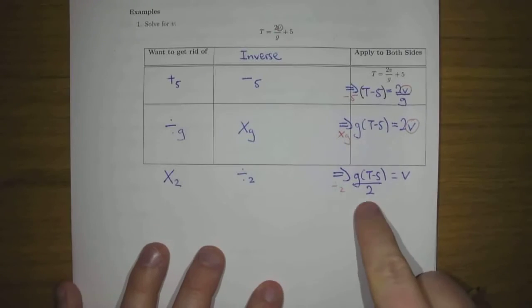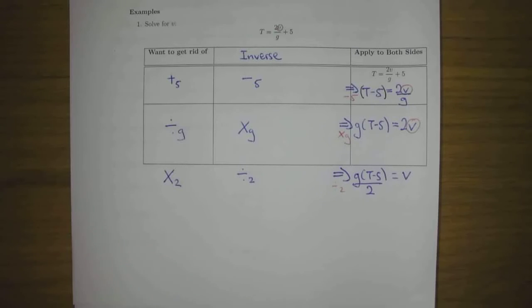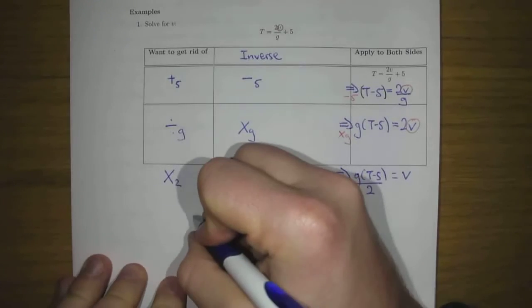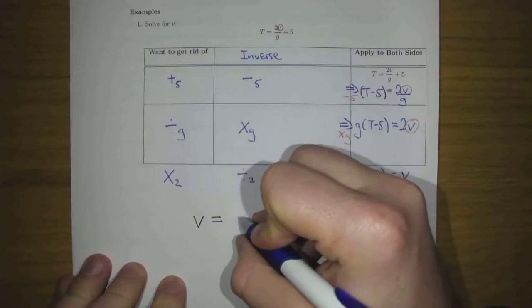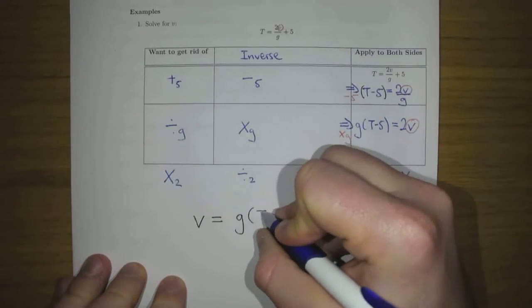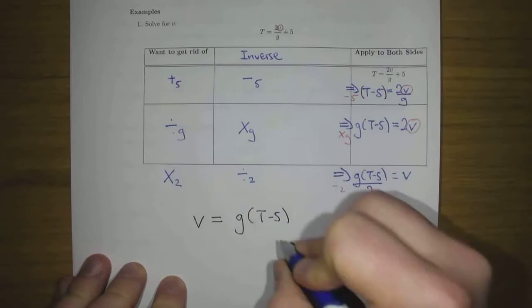And of course, if that's equal to that, that's equal to that. So because we read from left to right, v is equal to g times t minus 5 divided by 2.